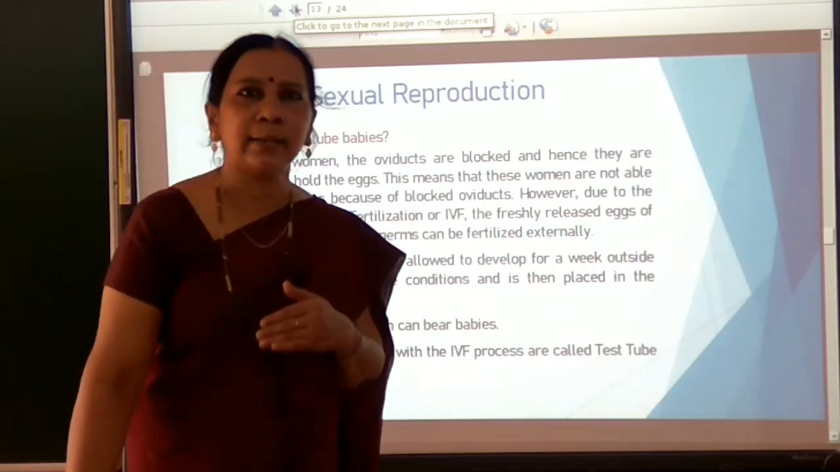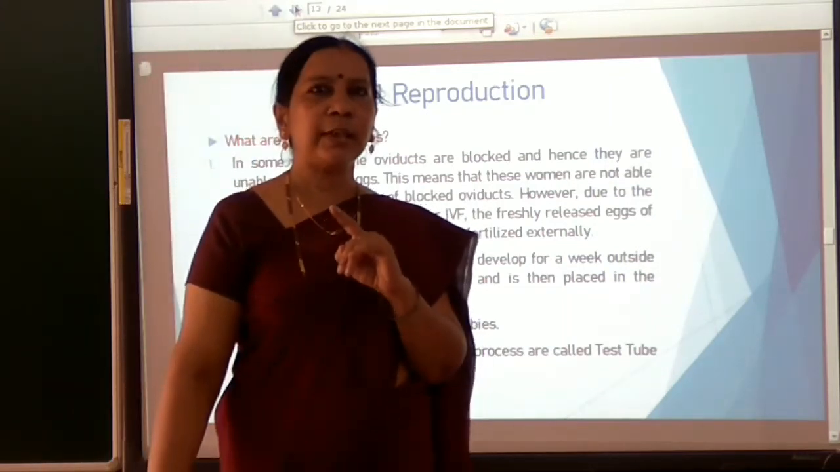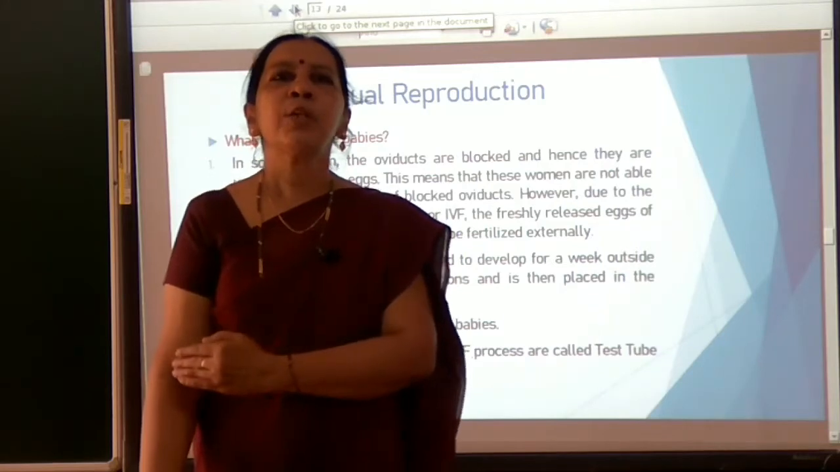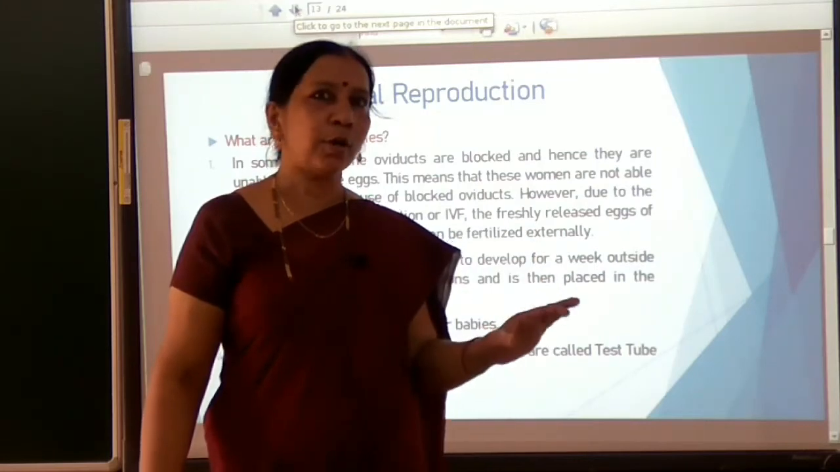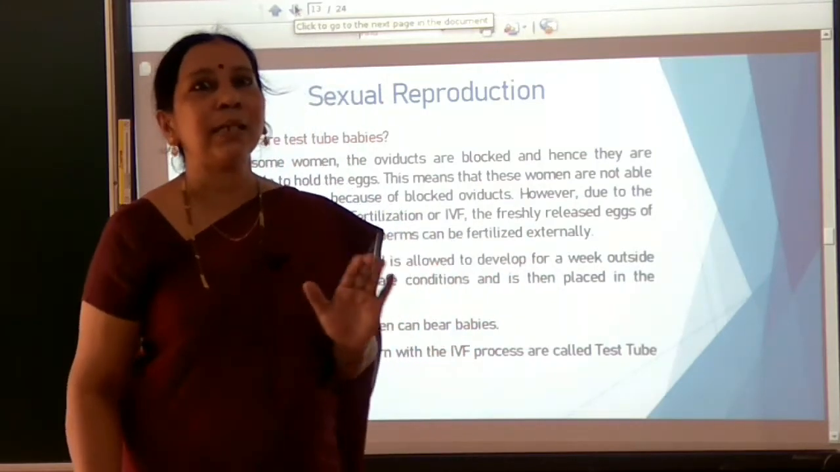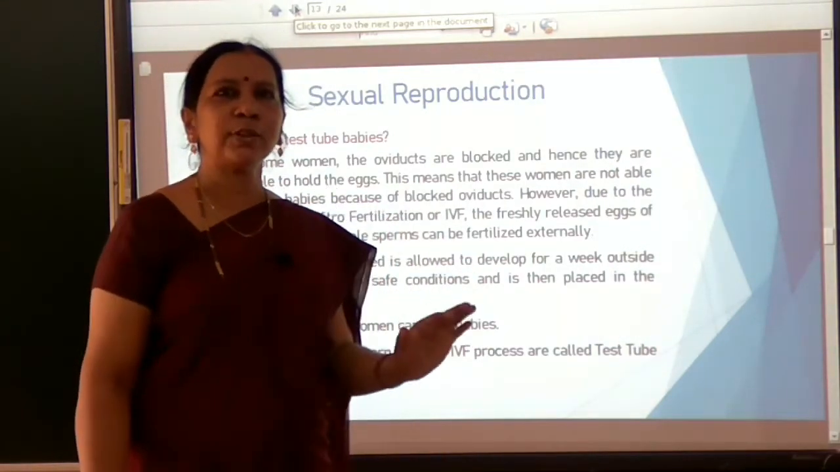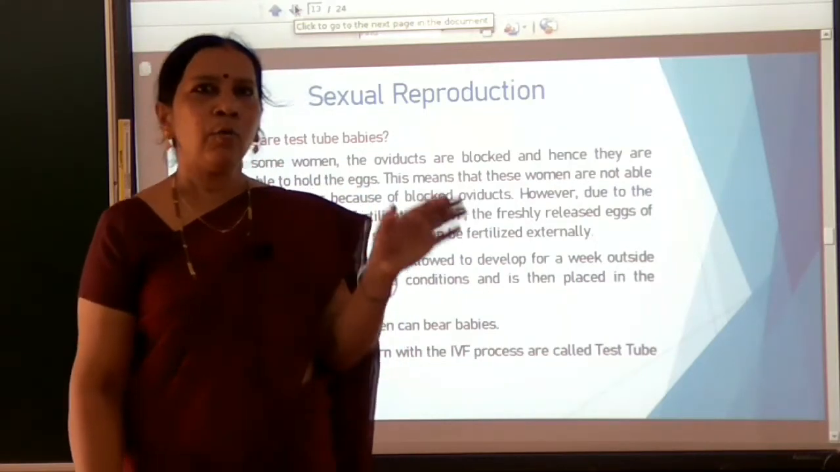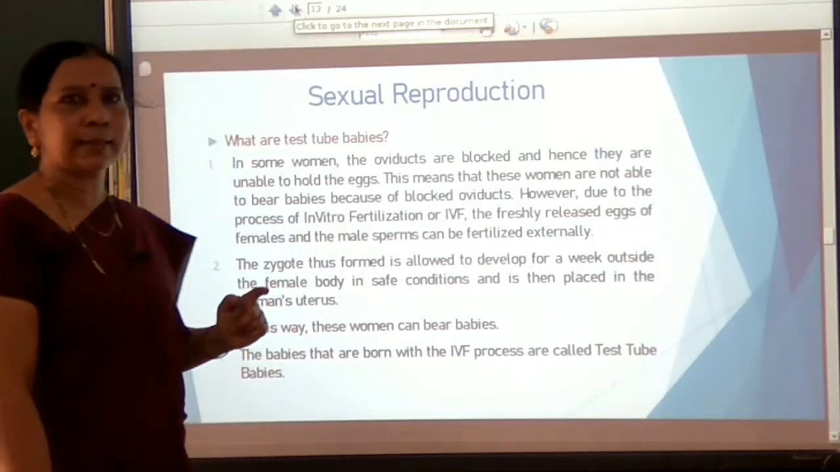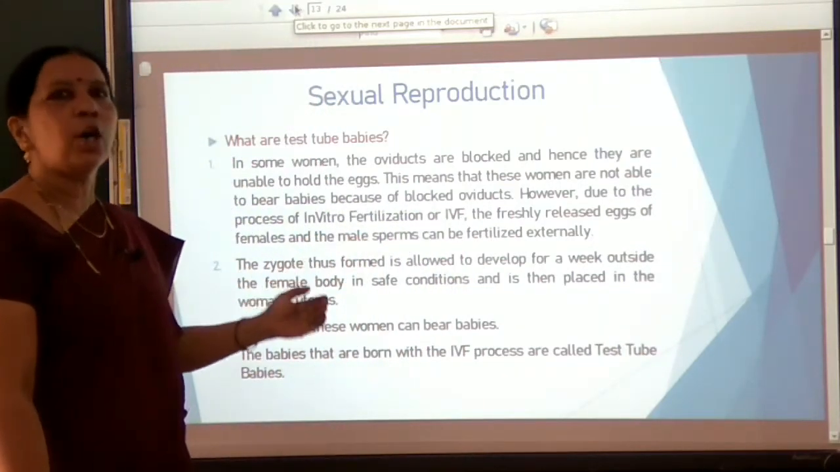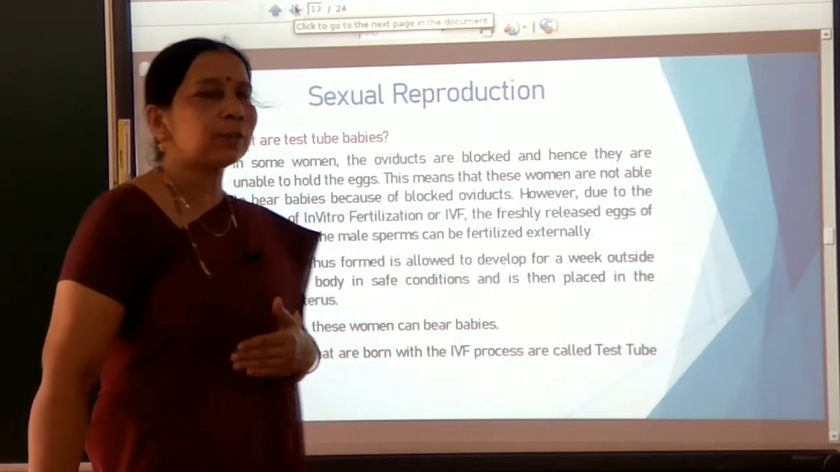So under aseptic conditions, the doctors collect the freshly released egg from the female and sperms from the male, and they allow them to fuse outside the body in the petri dish under aseptic laboratory conditions. If fertilization occurs, the sperm fuses with the egg to form a zygote. They observe the development for one more week, and after a week of fertilization, this fertilized egg or zygote is transferred to the mother's uterus or female's uterus.